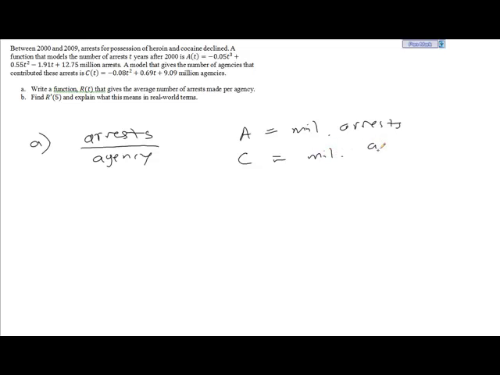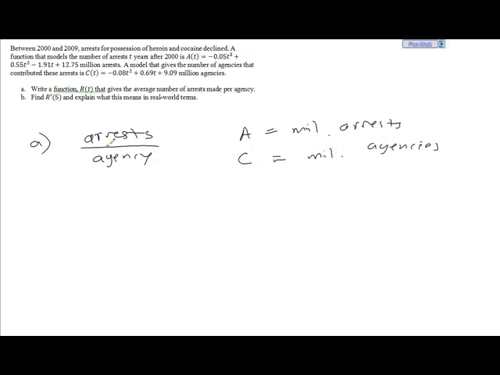This is not a derivative. This is just a basic output function, R of t, that gives the average number of arrests made per agency. So what we want is a function that outputs arrests per agency. Now we have two functions. One outputs millions of arrests, and a second one, C, which outputs millions of agencies.